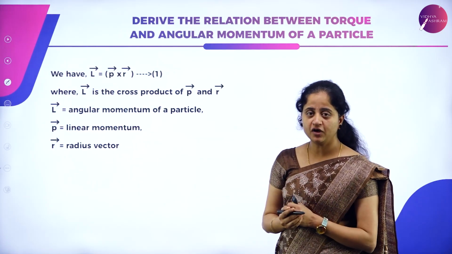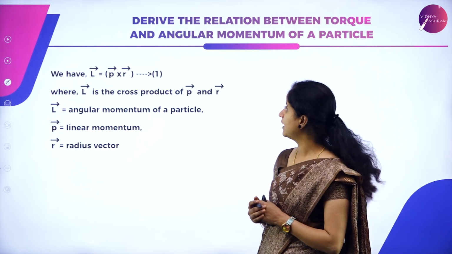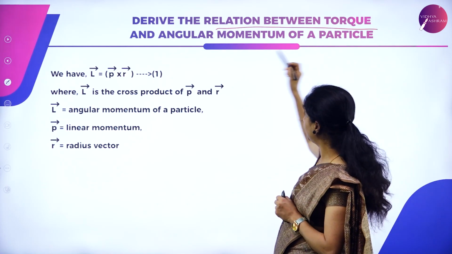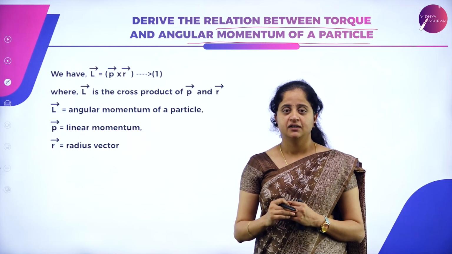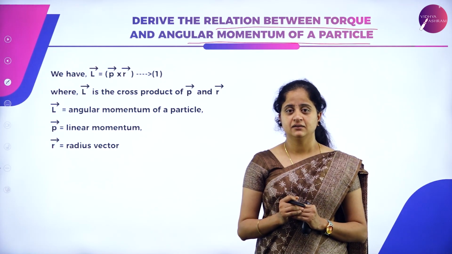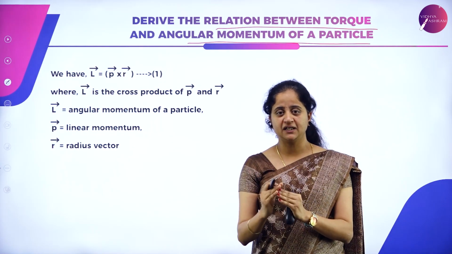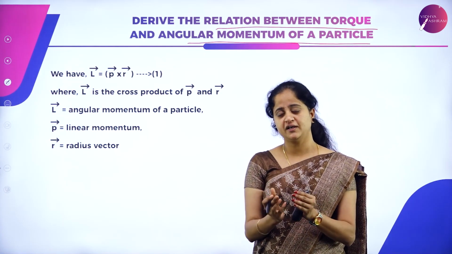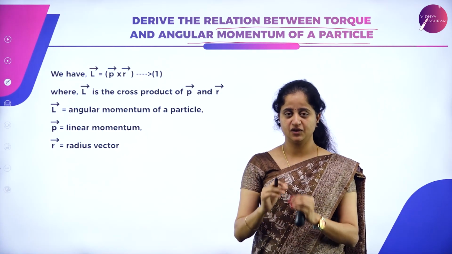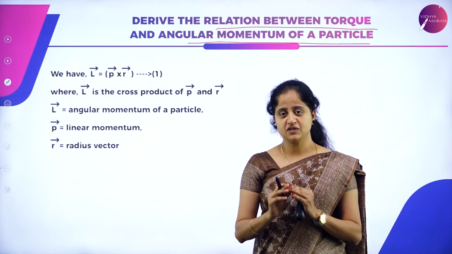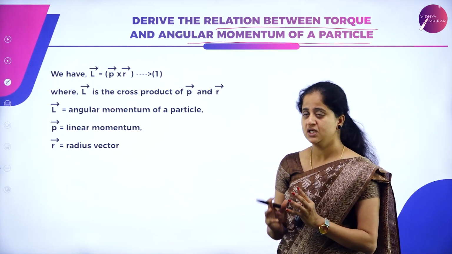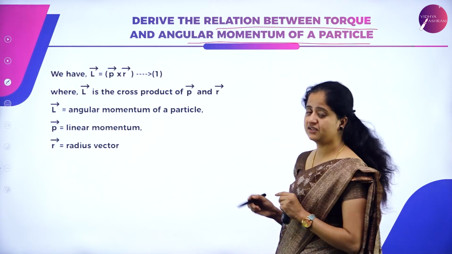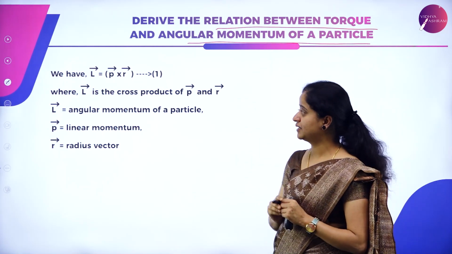Next, another very important derivation we have to derive is the relation between torque and angular momentum of a particle. Basically, what is torque? It is derived from a Latin word which means twist. So torque is basically a twisting force, a force which is responsible for rotation. So we have to derive a relation between the torque and the angular momentum of a body.